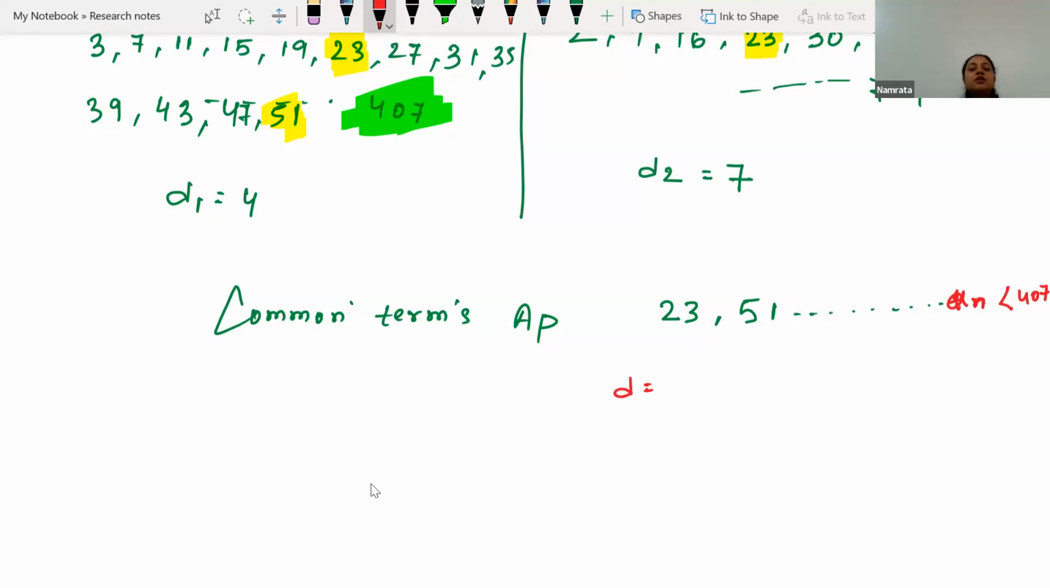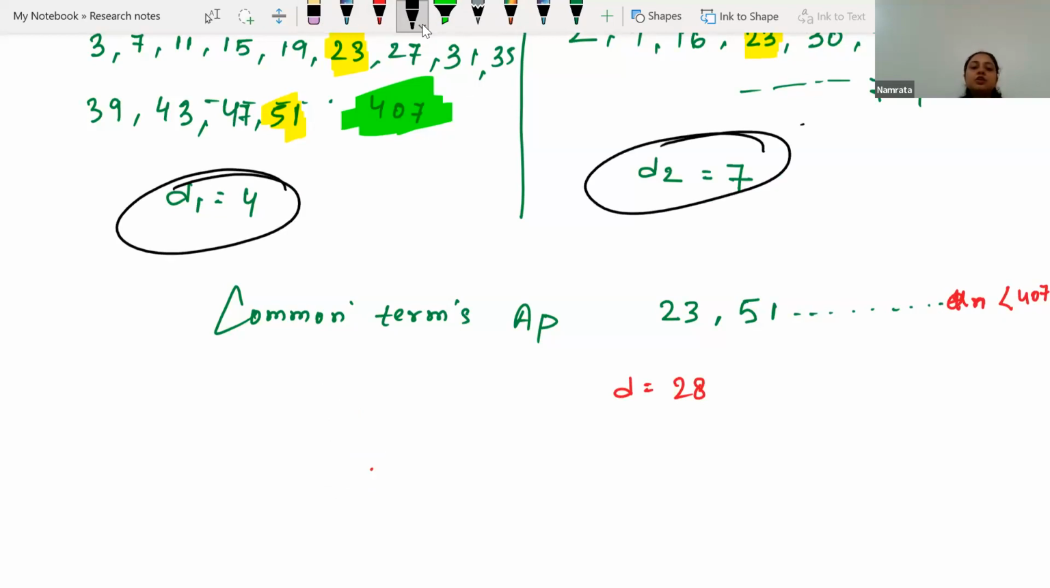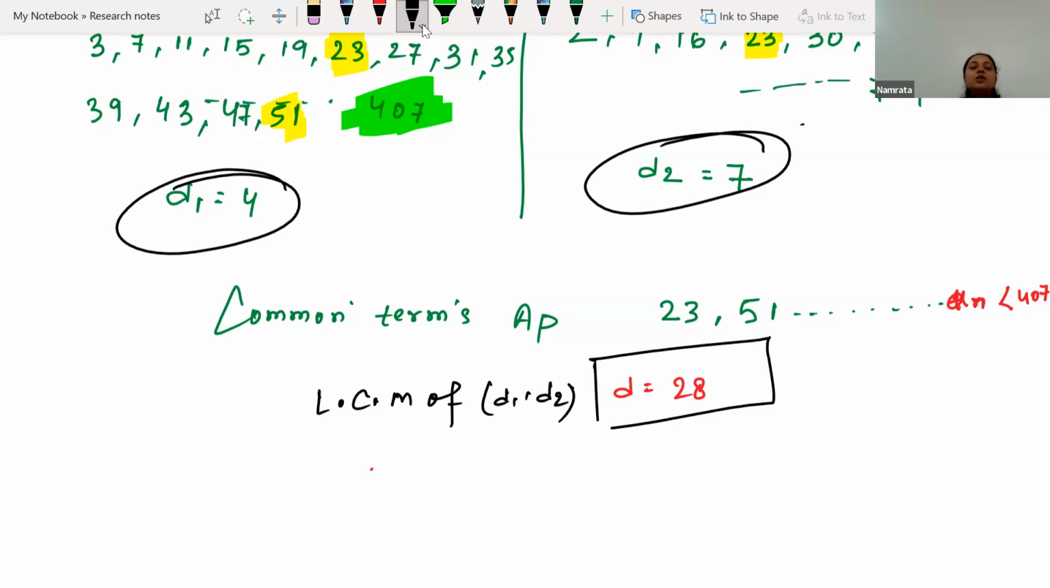Now the common terms AP is 23, 51. Here the common difference is 51 minus 23, and that is 28. So 28 is the common difference. There is one more way of finding the common difference. Whenever we have to find common terms, we can find the common difference by taking the LCM of the two. LCM of D1 and D2 will give the common difference. And as you can see, we have got 28 only. LCM of 7 and 4 is 28 only, right?